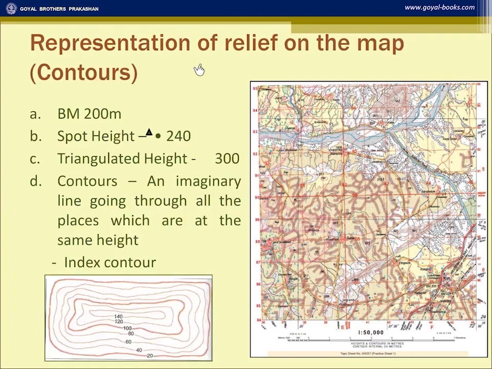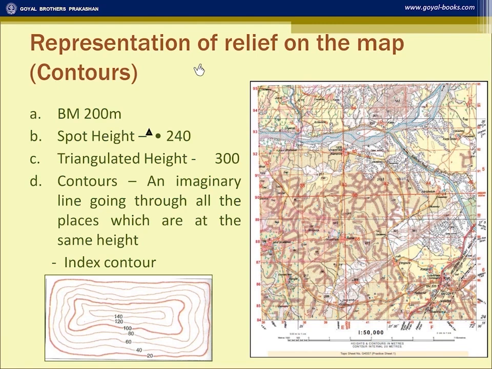Now we come to the most important aspect of the survey sheet, that is representation of relief on the map. As I told you when we were doing the conventional signs and symbols, contours are the imaginary lines drawn on the map to show the height above sea level. It joins all the places having the same elevation or same height.